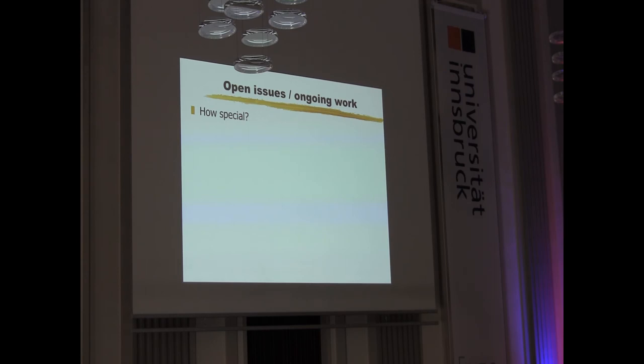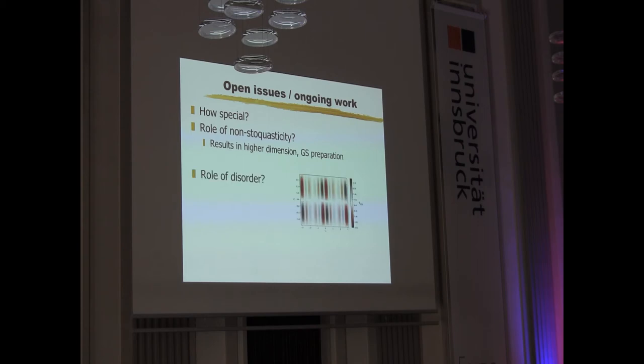Okay, let me just finish. Open issues. How special is all this? What is the role of non-stochasticity? Well, we have some results in higher dimension and for ground state preparation that tell that some of this, at least for the bound part, can be generalized, okay? What is the role of disorder? All this used translational invariance. Well, disorder is nasty. The solutions were all totally degenerate minima. As you put in disorder, the minima become non-degenerate and the landscape becomes a nightmare. Okay? So the landscape of QAOA parameters can become very complex if you have disorder. What is the role of locality? In this, I used Lieb-Robinson type of ideas, so the spreading of information. In particular, we are trying to test what happens on fully connected problems where this locality is not there.